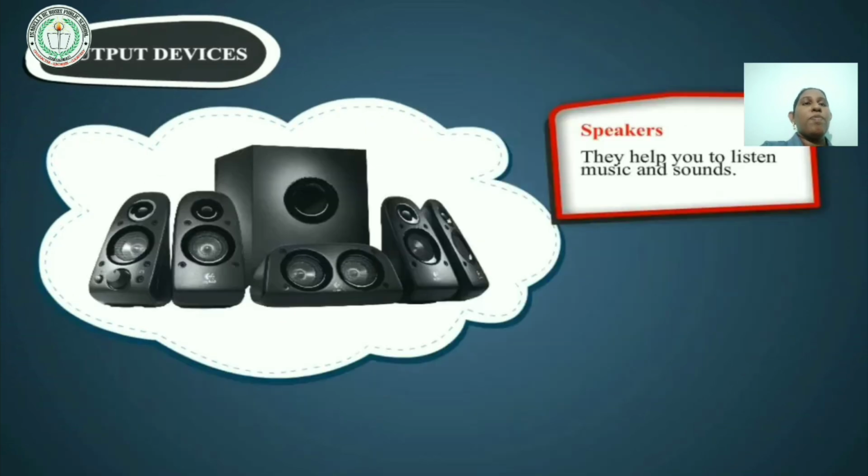The next output device is speakers. We commonly use the speaker. What is the use of a speaker? Listening to music and sounds. We use the speaker for listening to music and sounds.